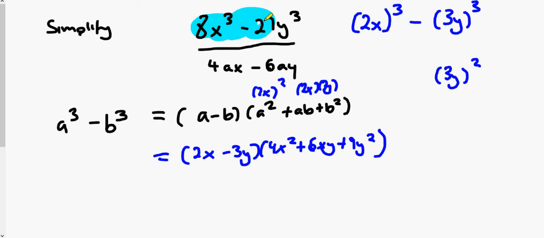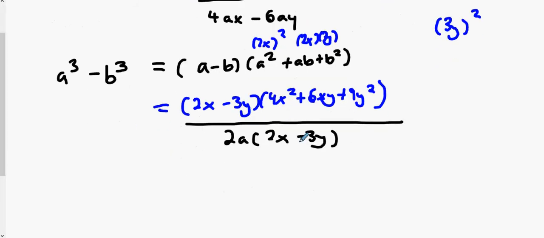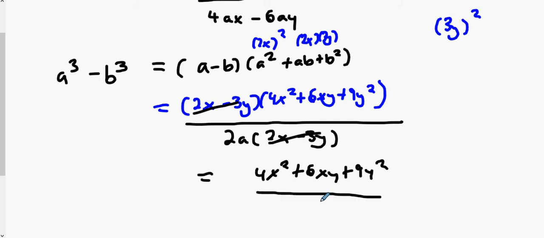Any idea what to do with the bottom part? What can I take out? You can take out 2a, can't I? And what's left over? Yep. Anything cancel? 2x minus 3y. And your answer is going to be 4x squared plus 6xy plus 9y squared all over 2a.